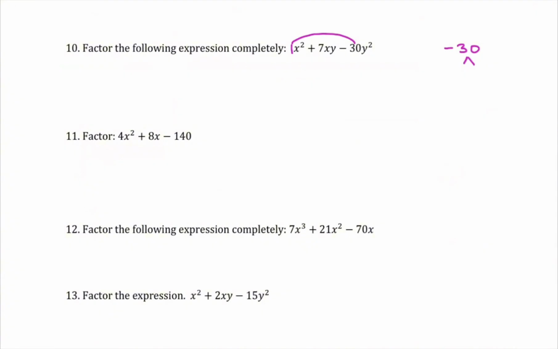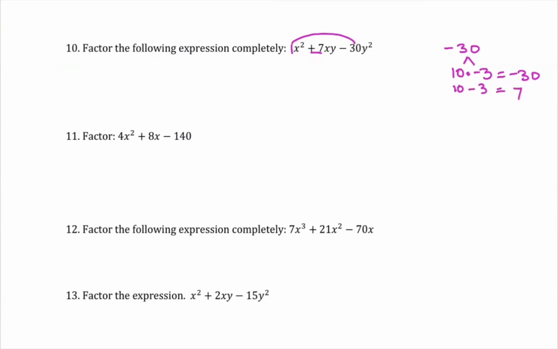The sum is 7. So we need a positive result in this case. Two numbers that multiply to give a negative result are two numbers with opposite signs, right? One positive, one negative. Now we need the result when we add them to be positive. So the bigger number is going to take the positive sign this time. So that's 10 and negative 3, right? When we multiply the two, it's negative 30. But when we add 10 and negative 3, it's positive 7.